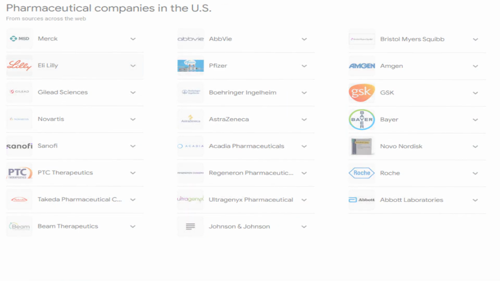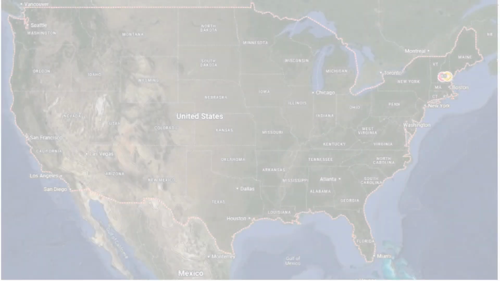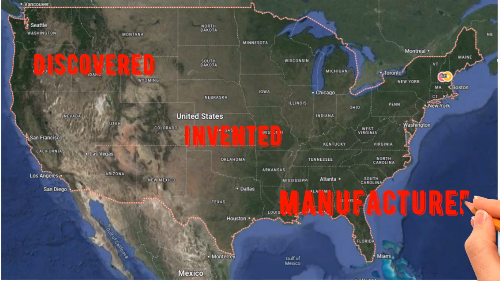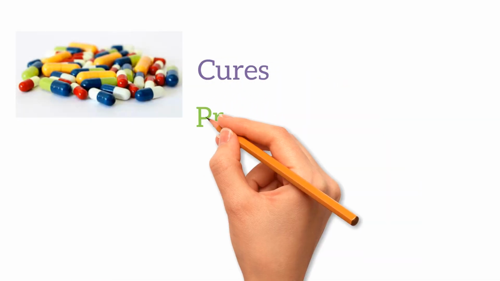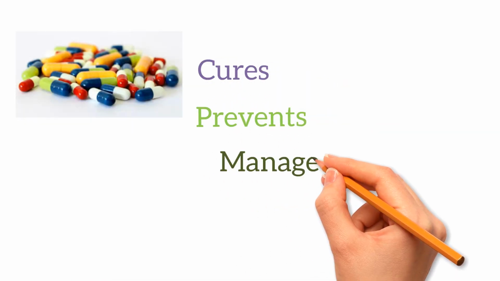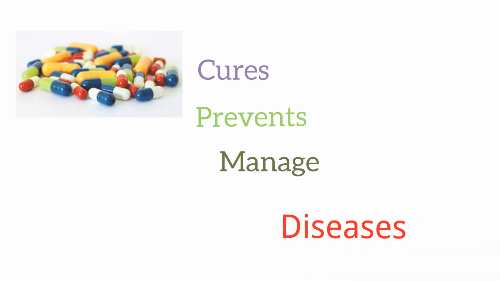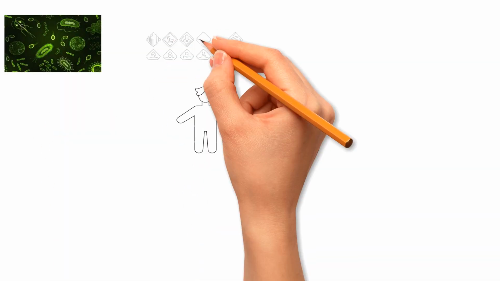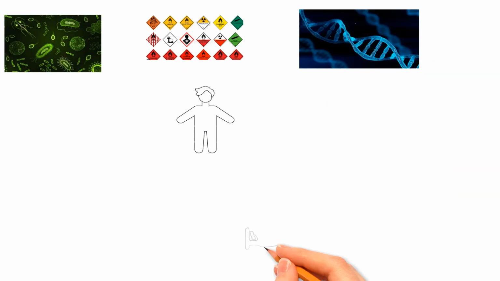So I'll talk specifically about pharmaceutical companies or pharmaceutical industries here in the United States and see how medicines are discovered, invented, and manufactured. To understand a drug and how they work, you have to understand a disease. I'll not spend a lot of time talking about diseases, but in general, interference of normal body functions by microorganisms, chemicals, or genetics results in a disease state.